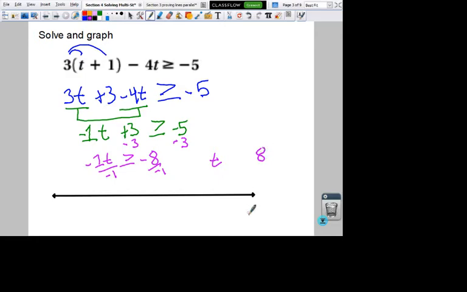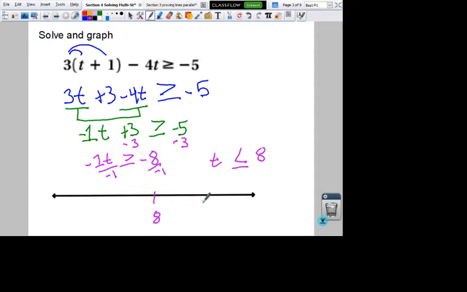And Moses, what else do I need to do in here? Isn't it negative 8? What happens to the negative? What's negative 8 divided by negative 1? Oh, you flip it. Yeah, we flip it, because we divided by the negative. So, instead of my greater than, it flips around to be my less than. T is less than or equal to 8. And I have to actually graph it.